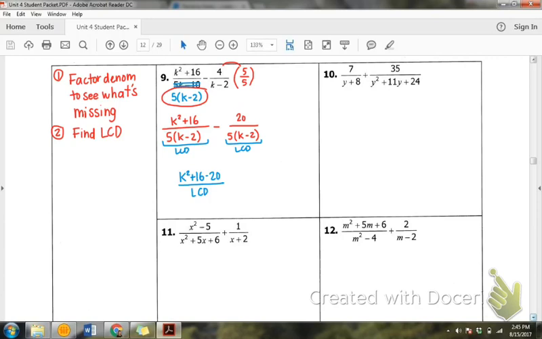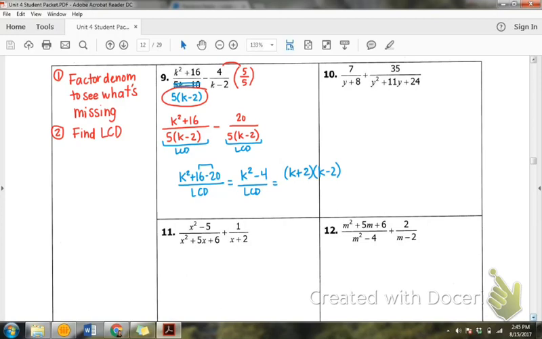So k squared plus 16 minus 20, how can that be simplified? Well, can you put 16 and negative 20 together? Minus 4 over our LCD. What is k squared minus 4 factor to? K plus 2, k minus 2. Is there anything else we can do in the denominator or in the numerator in the top? There's nothing more I can do, right?